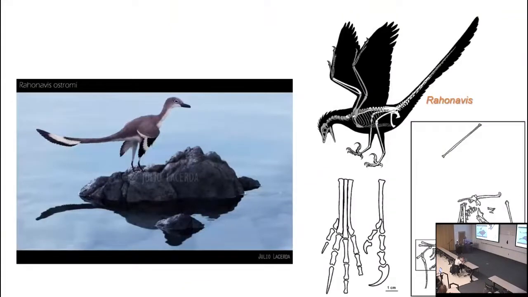One of the first discovered Unenlagiinae, its skull remains undiscovered probably, although there's actually a bird skull from the same formation that might actually be its skull, called Rahonavis. When it was found, it definitely shows those big quill nodes, and it's quite small as animals go. So it's not much bigger than, say, a crow.